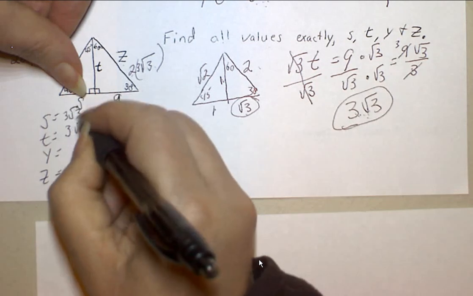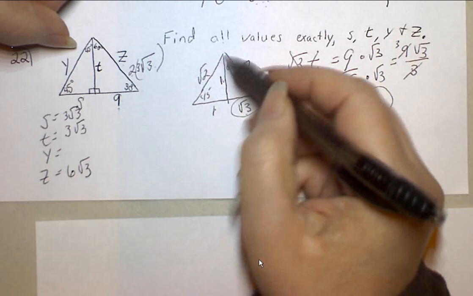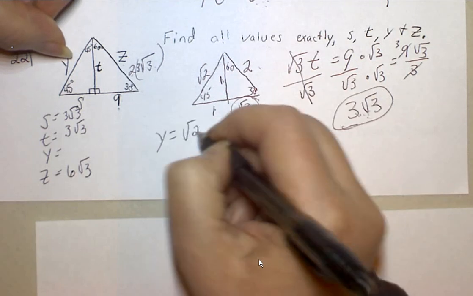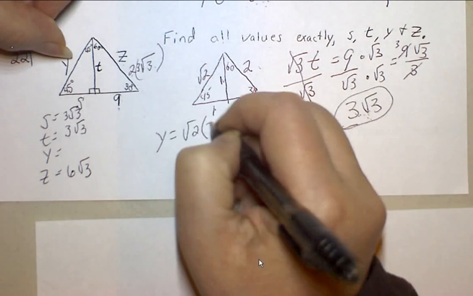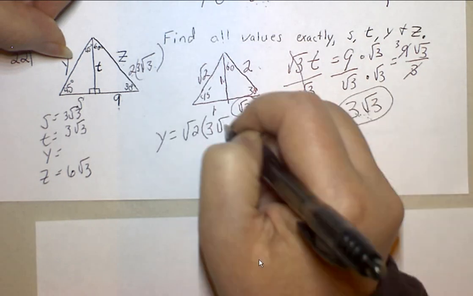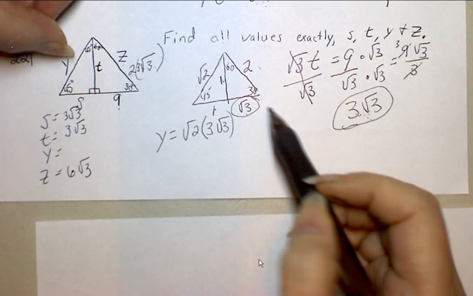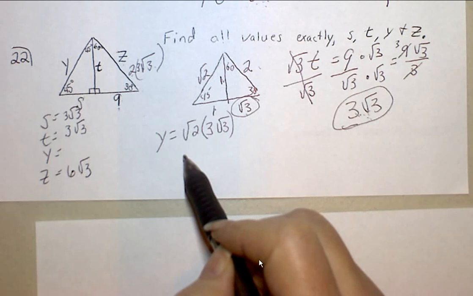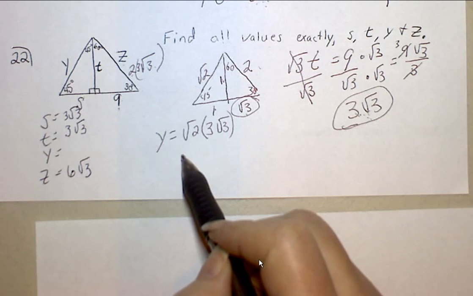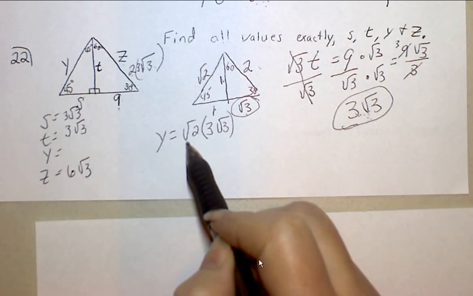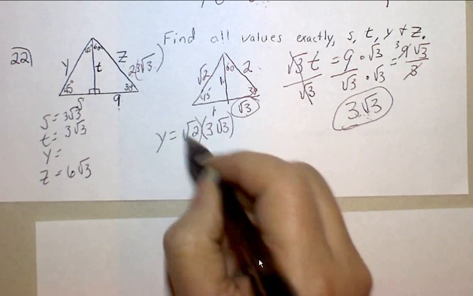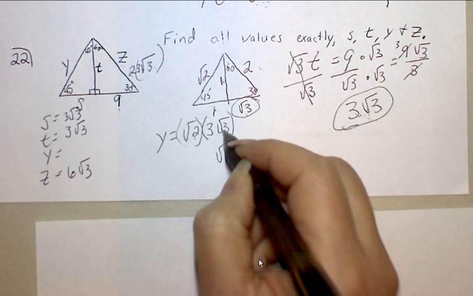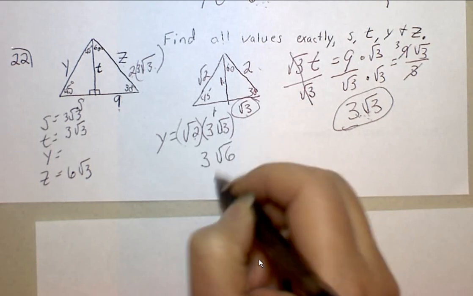And then y, I have to multiply these two together because y equals your square root of 2 times my scale factor. So we have 3 square roots of 3. When you're multiplying square roots, you have square root of 2 times the square root of 3. That gives me the square root of 6, and the 3 comes out front. So y is 3 square roots of 6.